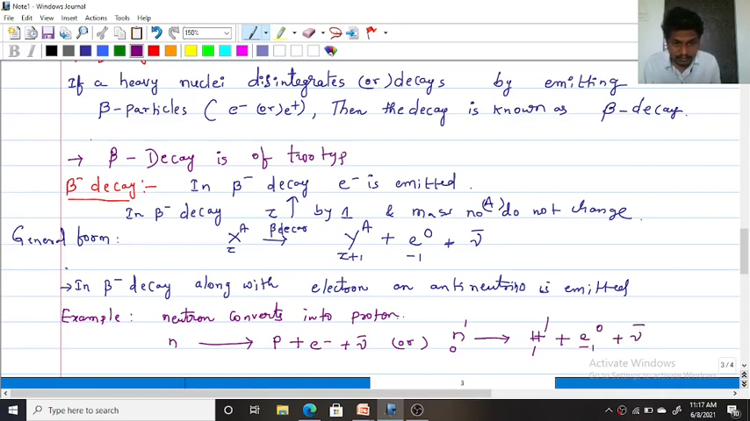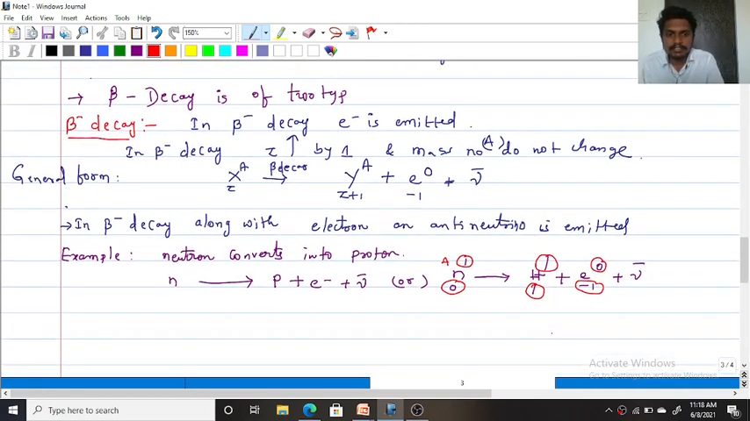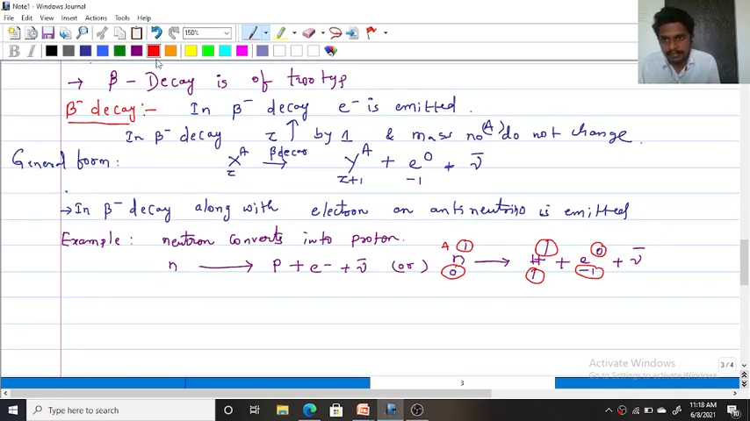If you observe this reaction, the mass number and charge number are conserved. Here the atomic number is 0 on the LHS. On the RHS also the sum of the atomic numbers should be 0. Here 1 plus minus 1 will be 0. On the LHS the mass number is 1. On the RHS also 1 plus 0, the mass number is 1. So this is a valid nuclear equation. Please remember, in any nuclear reaction the atomic number and mass number should be conserved. Now we will talk about the next decay, that is beta plus decay.